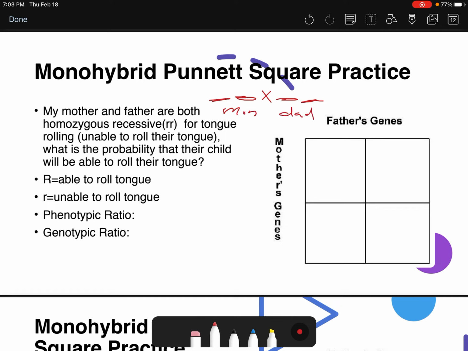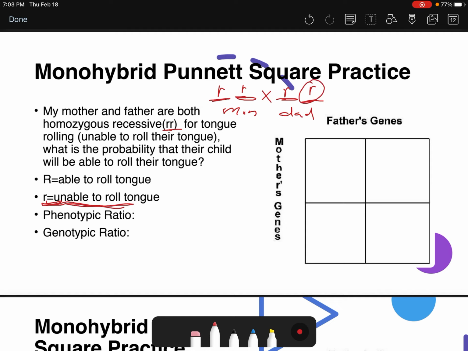All right. So my mother and father are both homozygous recessive for tongue rolling, so they're unable to roll their tongue. What is the probability that their child will be able to roll their tongue? All right, so it says that they're both homozygous recessive, and it gives us that little r, little r means that they're unable to roll their tongue. So our mom is going to be little r, and our dad is going to be little r. So we'll set it up.